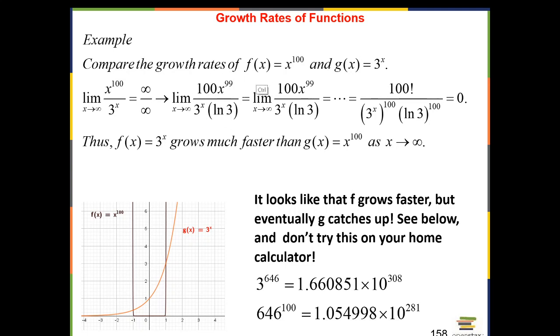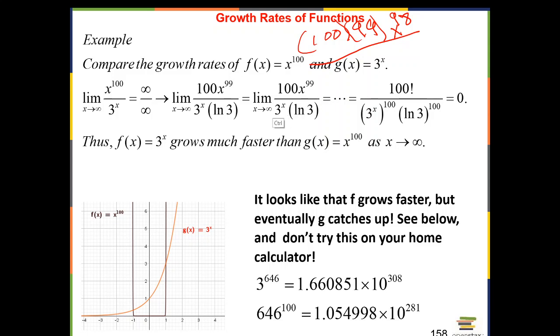Well, we keep doing it. How many times? As many as we need to get rid of x in the numerator. And notice what we're going to get. We get 100 here, then we get 100 times 99, and continue this way, right? If we continue taking derivatives, the next one would be 100 times 99 times x^98, right?